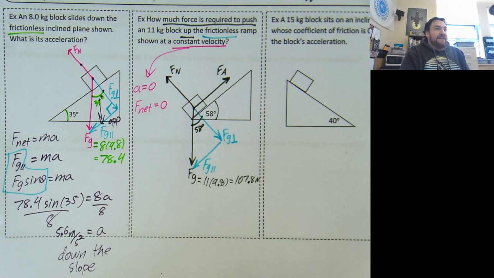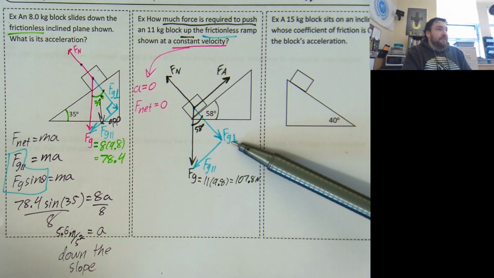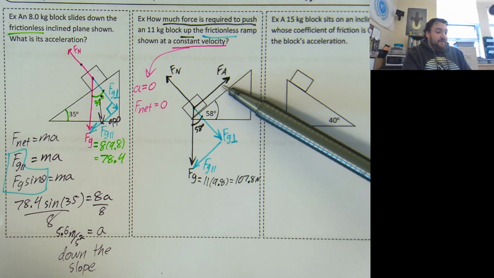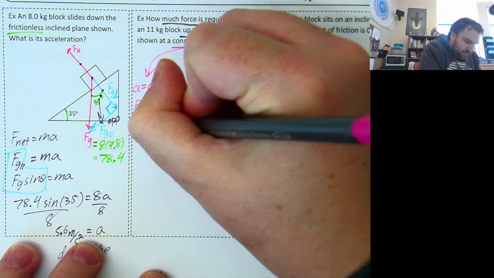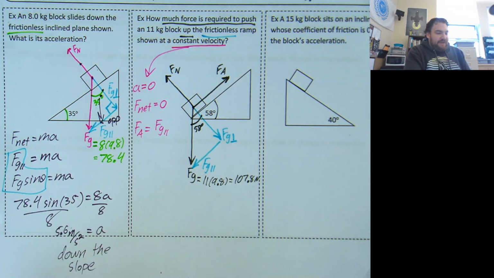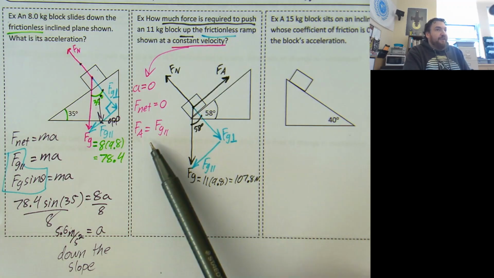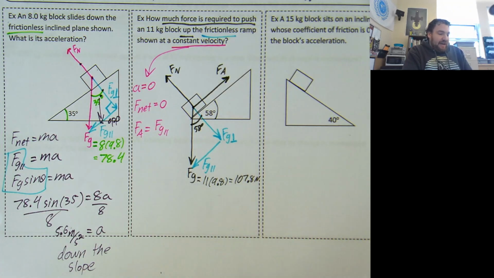What then is implied? If there is no net force acting on this object, all of the forces must have an equal and opposite partner. Fn is equal and opposite to Fg perpendicular, but that doesn't help us. What is Fa equal and opposite to? The parallel component. So now we know Fa is going to equal Fg parallel, because with constant velocity, acceleration is 0. Acceleration is 0, F net is 0. F net is 0, so every force has an equal pair or partner. And so now this is easy to solve.